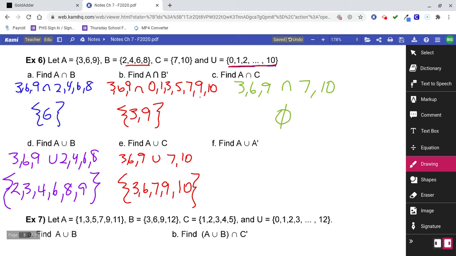Next one, 6F, says A or not A. Think about it. If you're looking at a fruit stand and you're either looking at apples or not apples, you're pretty much looking at everything. That's going to be the universe. A or not A. That's the universe.